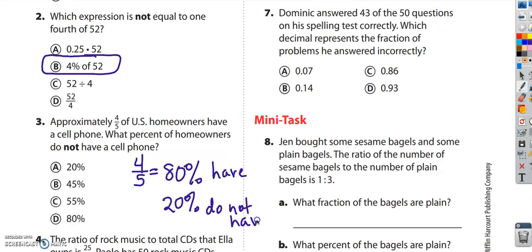If you get D as your answer, that's incorrect because you're not reading. You did the math correctly, but you didn't read carefully. We were looking for the percent of people who do not have a cell phone. Moving on, question number 4.